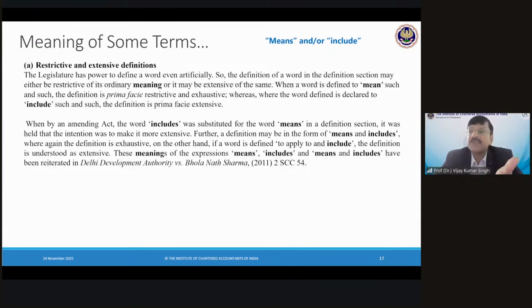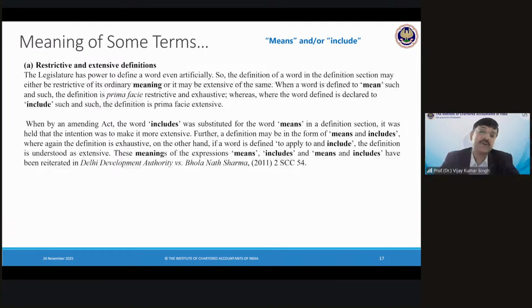One example which I can give you is that under the Indian Penal Code, it says that wherever you find he, you interpret it as she, transgender, everything. Okay. So that is a legal fiction, or you can say a legal interpretation given in the statute itself. So the definition of a word in the definition section may either be restrictive or of its ordinary meaning, or it may be extensive of the same. So when a word is defined to mean such and such, the definition is prima facie restrictive and exhaustive. Whereas when the word defined and declared is include such and such, the definition is prima facie extensive.